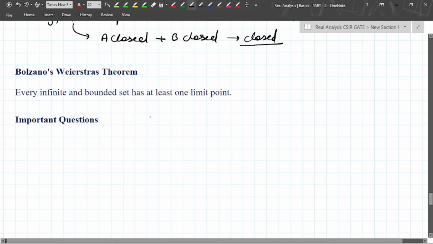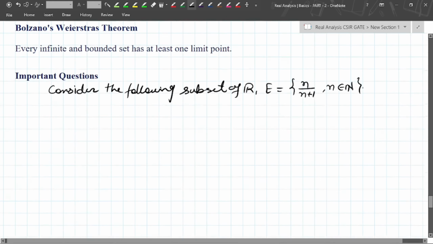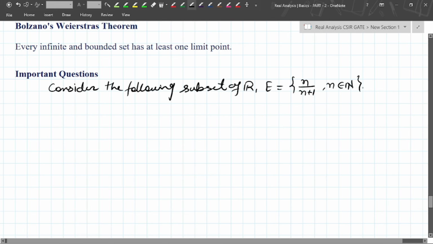For example, consider the following subset of real numbers. Let's say E is the set of n upon n plus 1, where n belongs to the natural numbers. What is going to be the derived set of this? If I take it like this, it is 1 minus 1 by n plus 1, and as n tends to infinity, it goes to 1. Then the derived set is only 1.